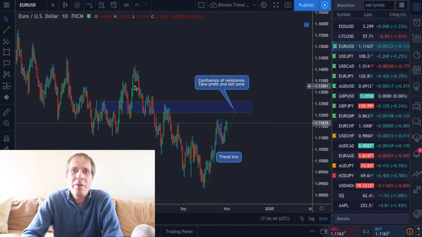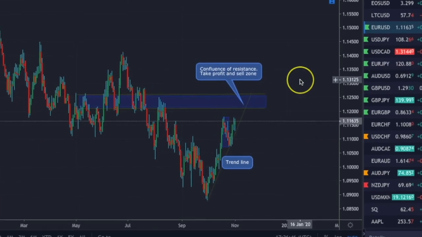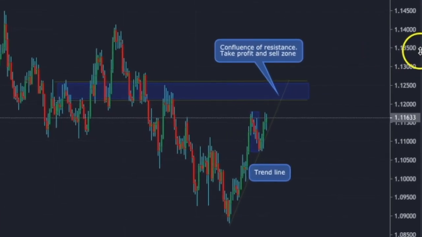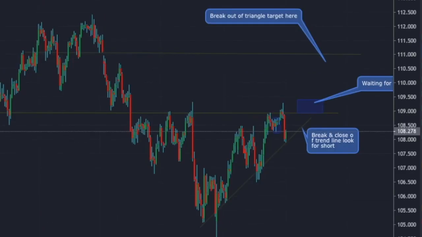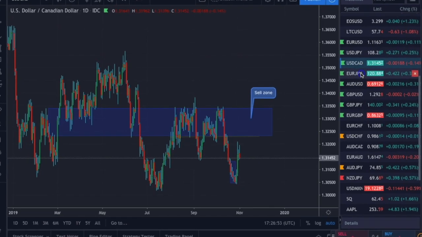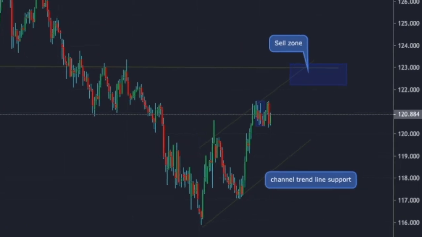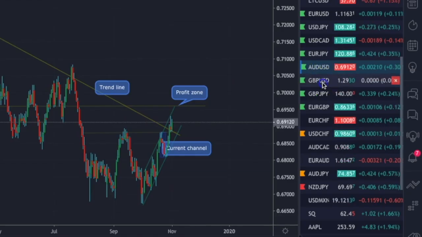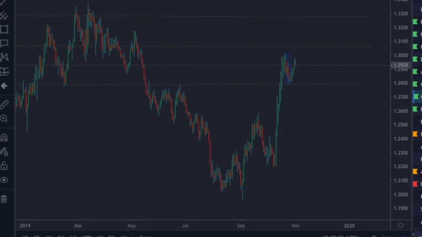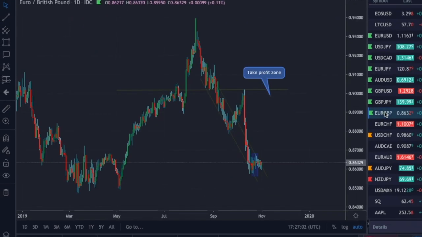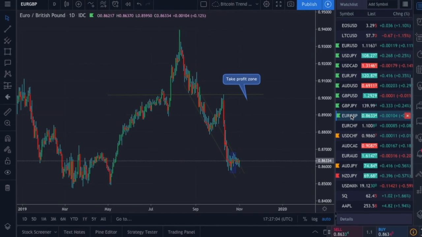Today we're going to look at our weekly Forex forecast and analysis for the week ahead of November 4th through the 8th, 2019. We have a lot of exciting stuff to look at today, including a setup on the euro US dollar, the US dollar Japanese yen, US dollar CAD, US dollar Japanese yen, Australian dollar US dollar, the pound US dollar, the pound Japanese yen, and the euro versus the pound.